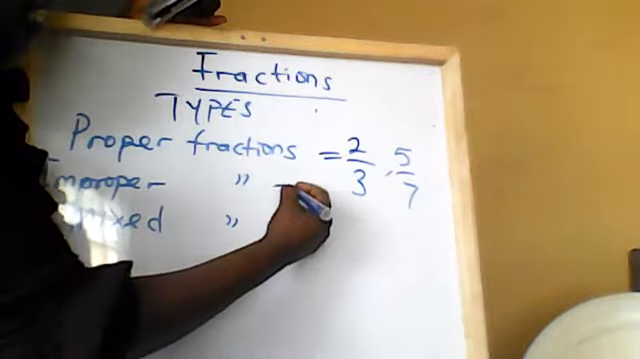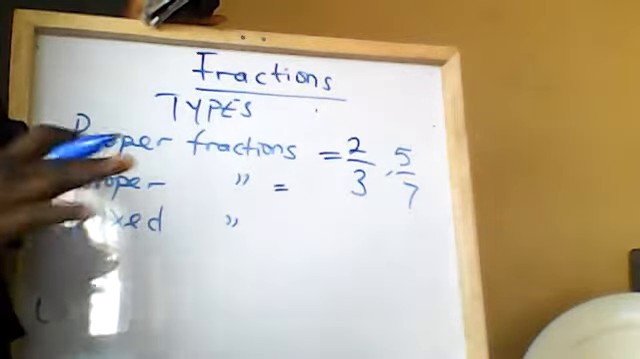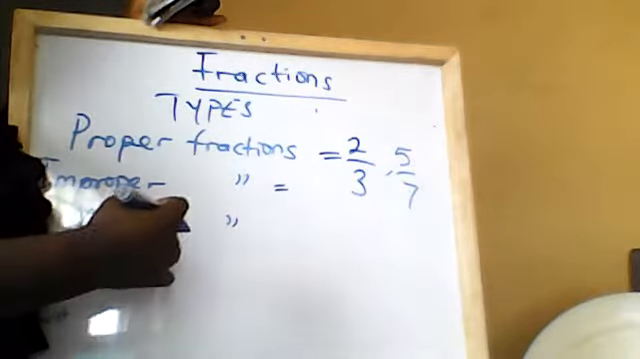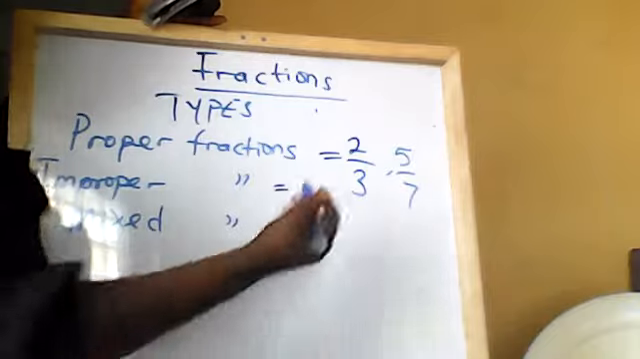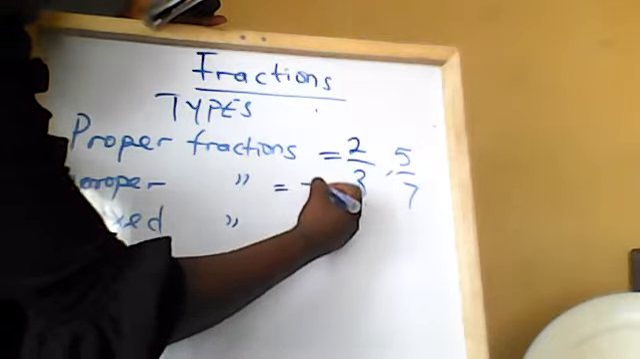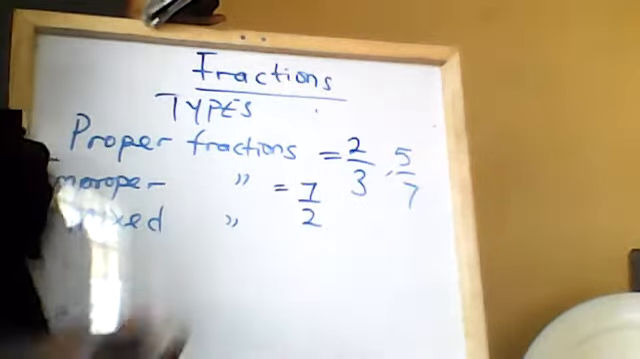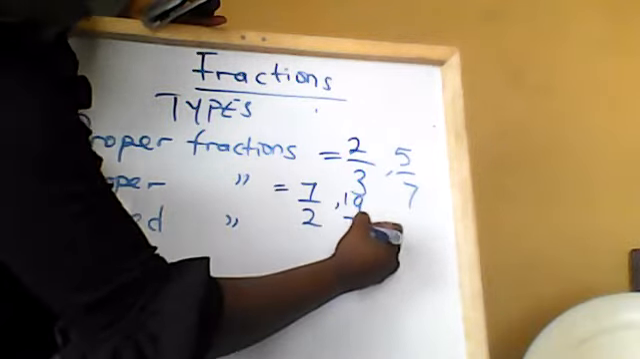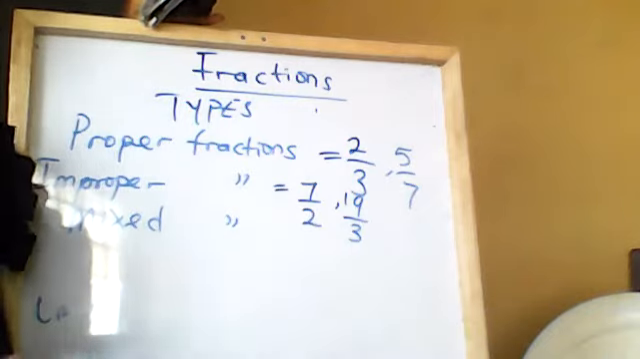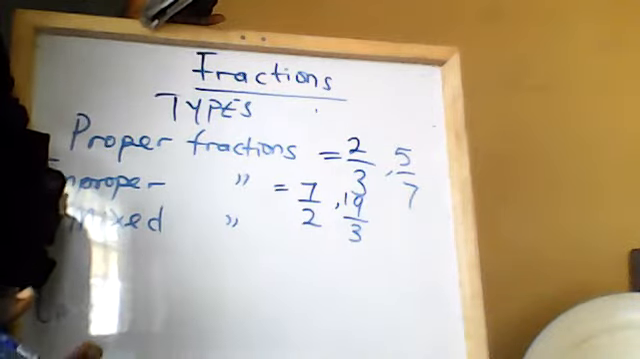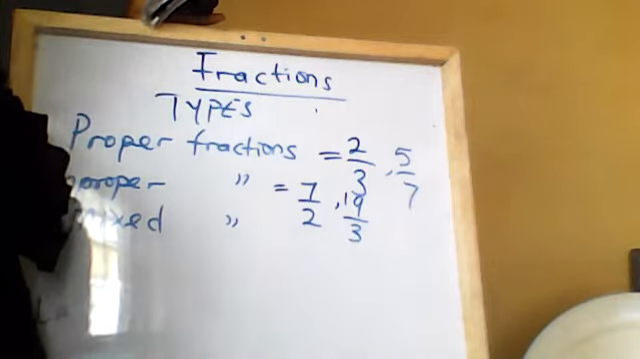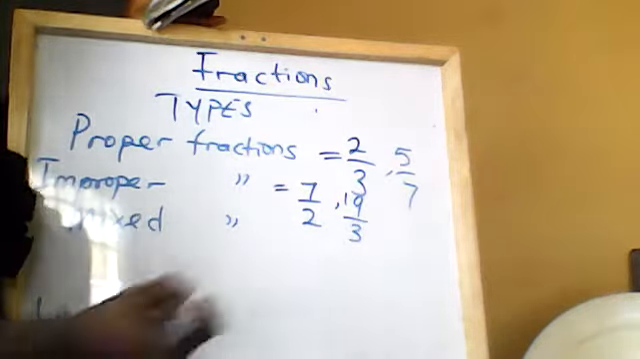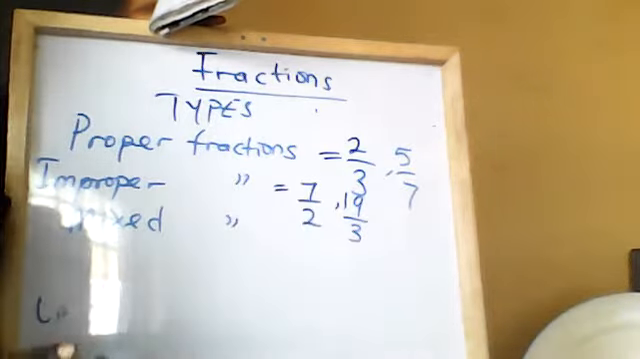Improper fractions, as the name implies, it is improper, it is abnormal. So it will be that the numerator is bigger than the denominator. Examples will also be 7/2. This is improper. We can also have 19 over 3. Of course, this is improper. You can imagine a baby carrying his father. That is improper. These are examples of improper fractions.